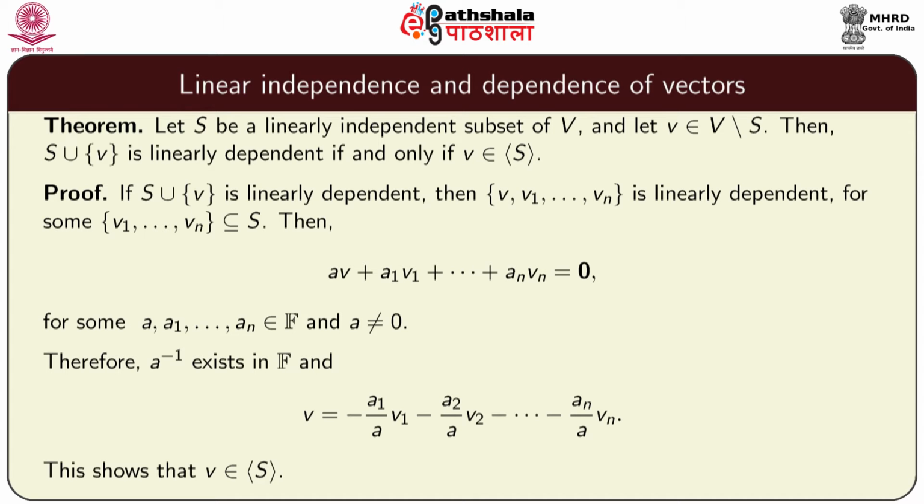Let us learn this theorem now. Let S be a linearly independent subset of V, and let v be a vector which is outside S, that is v is in V minus S. Then the set S union singleton v is linearly dependent if and only if the vector v belongs to span of S.